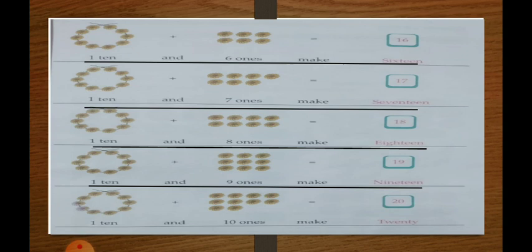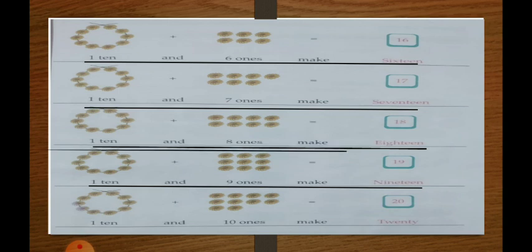Now see the last one. One garland of 10 flowers, 1 ten, plus 10 separate flowers means 10 ones. Again, 1 ten means 10 flowers and 10 separate flowers means also 10 flowers. So 10 plus 10 equals 20. 1 ten and 10 ones make 20. The number name for 20 is TWENTY, 20.